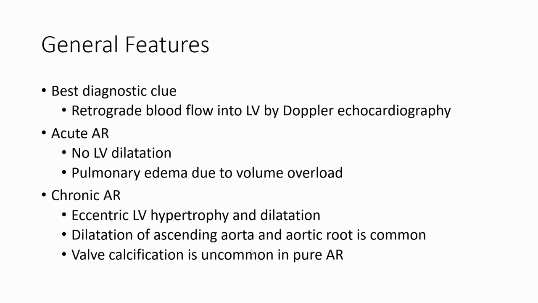The clue for diagnosis is retrograde blood flow into the left ventricle by Doppler echocardiography. In acute aortic valve regurgitation, there is no ventricular dilatation, but pulmonary edema due to volume overload. In chronic aortic regurgitation, there is eccentric left ventricular hypertrophy and dilatation. Dilatation of the ascending aorta and aortic root is common. Valve calcification is uncommon in pure aortic regurgitation.